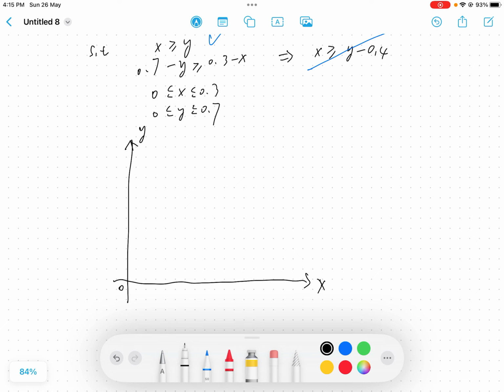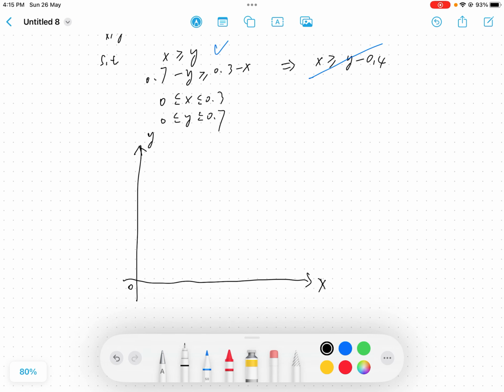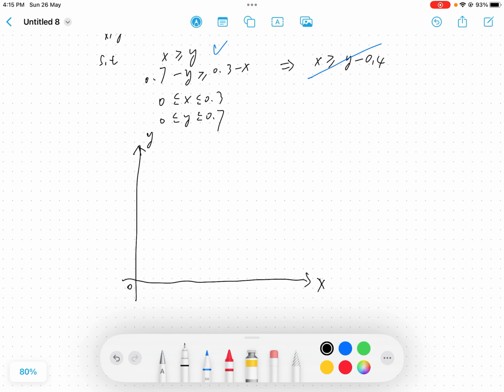All right, so x is between 0 and 0.3. Let's suppose that this level is 0.3. And correspondingly, this is sort of 0.7 for y. Okay. So we have to have something in between of those lines, right? We just label those lines.